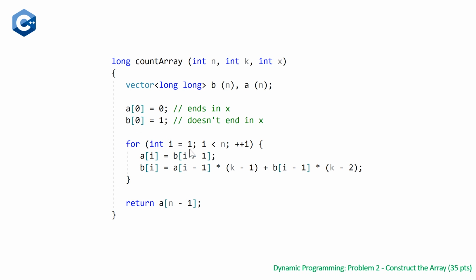And then we basically just loop from 1 to 1 less than n, and we just plug these formulas in. And then you return a, the last element of a, and that gives you your answer. And the reason we're returning a is because we want the ones that end in x. That's what the question is asking for.